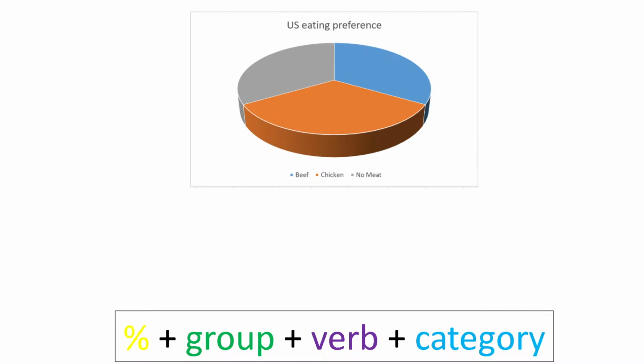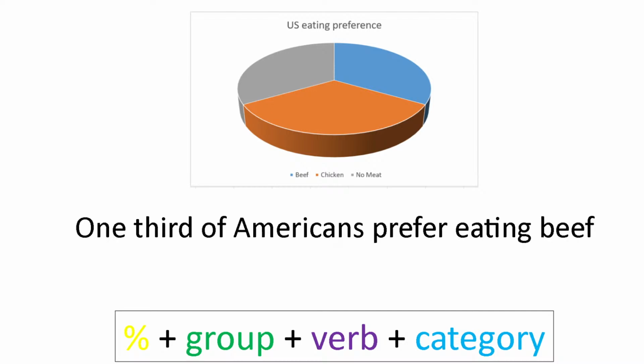And you can see at the bottom we've got that same structure, that sentence frame. Percent plus group plus verb plus category. Okay. Now you might have to change this around. It's the US eating preference. So here's an example. 1/3 of Americans prefer eating beef.